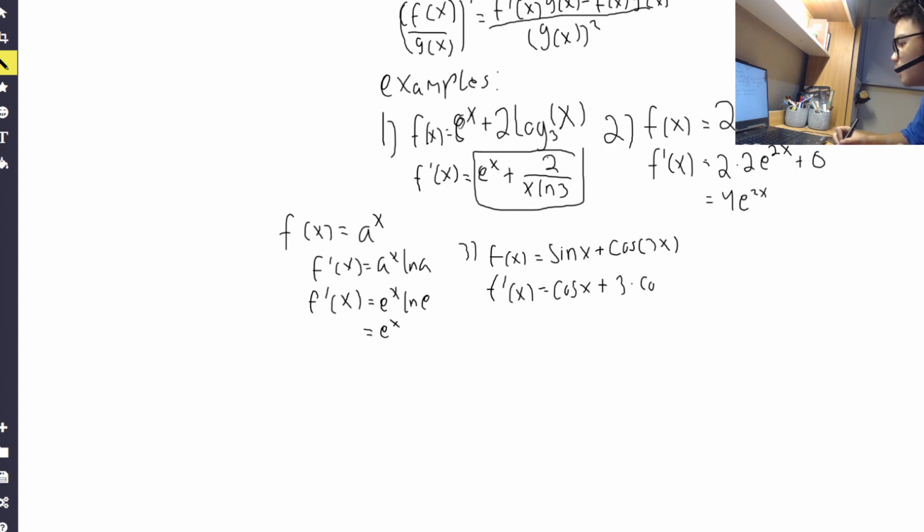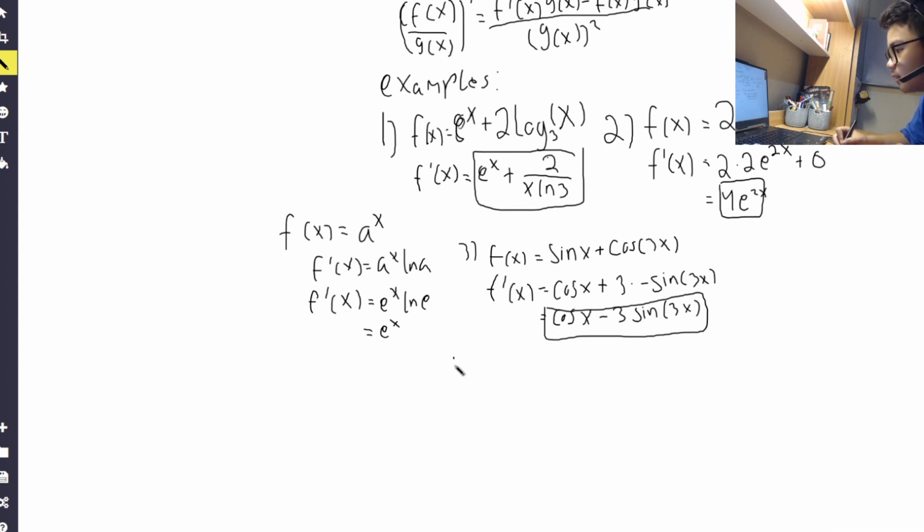So it's going to be 3 times cosine. Wait, we also have to take the derivative of cosine, right? So it's negative sine, negative sine of 3x. Hence the final result is 1 minus 3 sine of 3x. That's the result for this one.